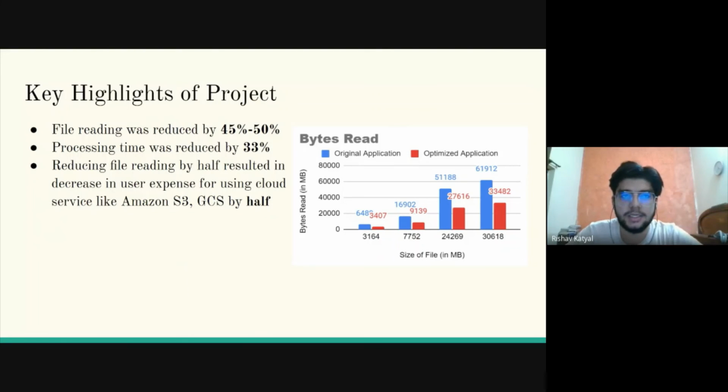Now, highlights of the project. Using both method 1 and method 2, method 1 for codecs like ProRes and DNxHD, and method 2 for codecs like HEVC and AVC, we achieved a reduction of file reading by 45 to 50%. This in itself is a huge success for us, because if a user has put his or her file in the cloud, earlier he or she had to pay, for example, 100 rupees when we process it. Now he or she would be paying only 50 rupees. And another good thing was that processing time was reduced by 33%. Thank you.